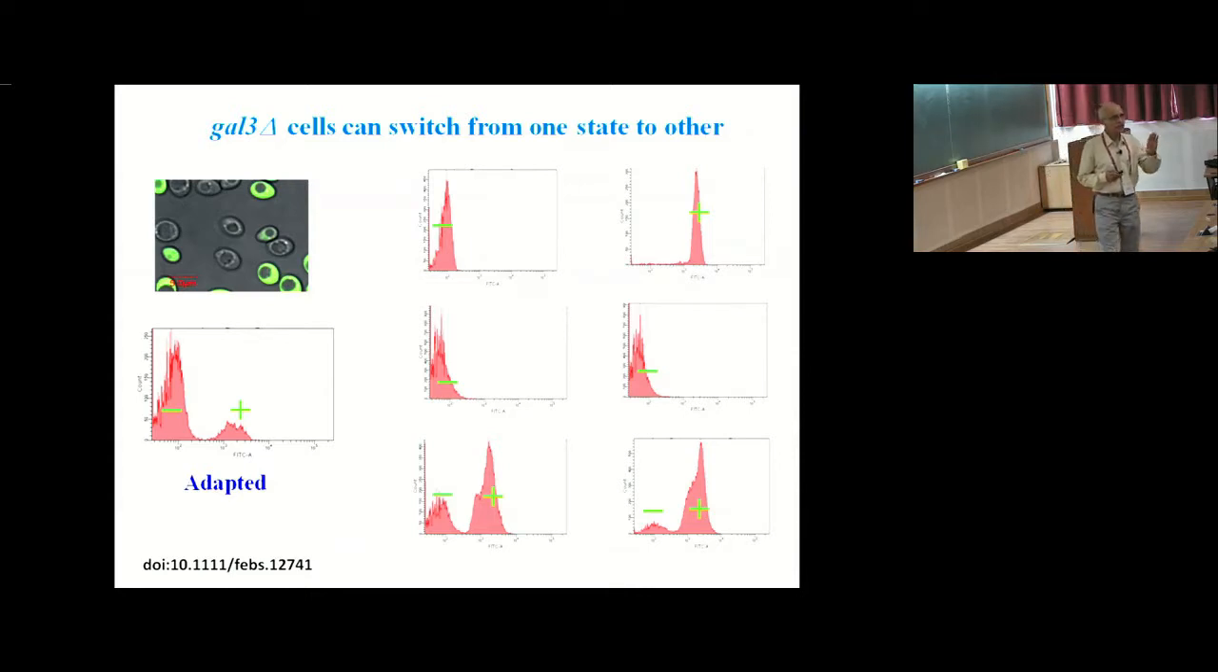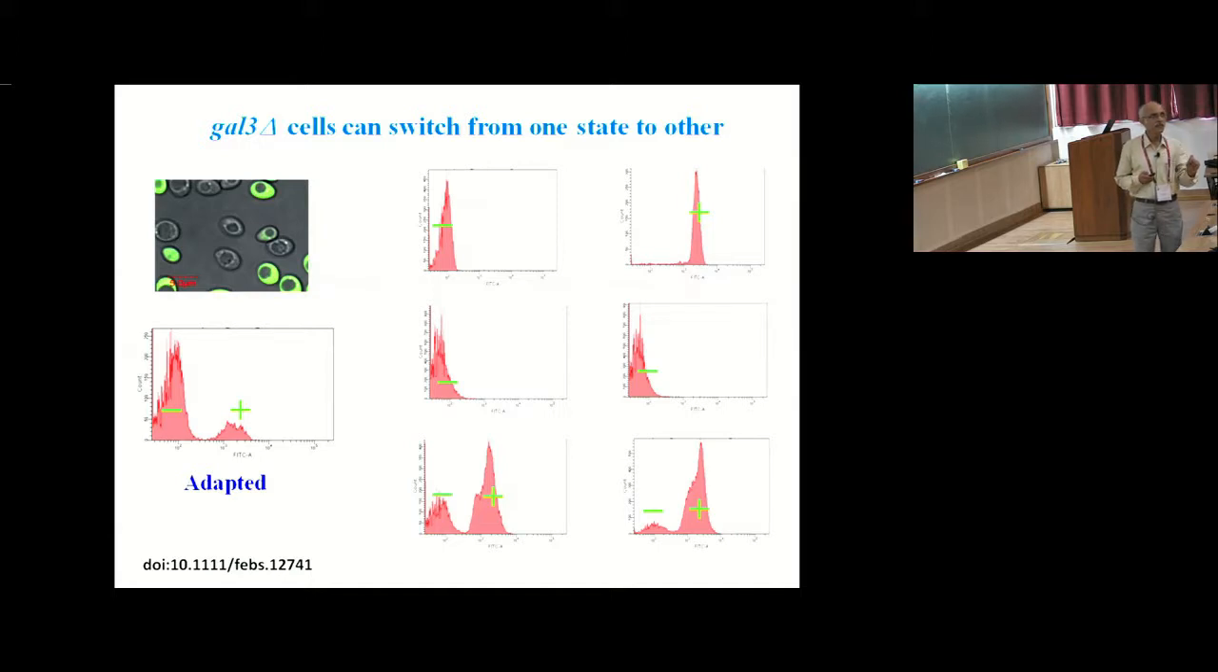No, it's not the other cells. That's the contribution coming from non-induced cells switching. In my opinion, even if it happens, it's a very small fraction. I'll tell you why I'm saying that. The non-inducing cells, we assume that they don't divide at all because they cannot use galactose as a carbon source.